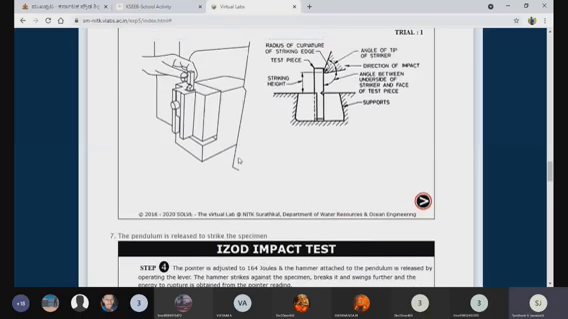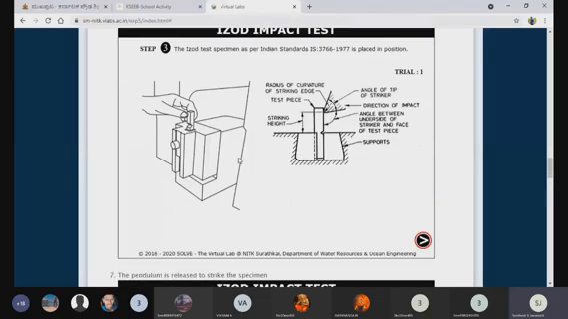So I would like to explain through this. Once you make sure all the machines are in zero condition, or calibration is over, you can select the material and keep it in this direction. Now this will be opposite to the face of the striker.